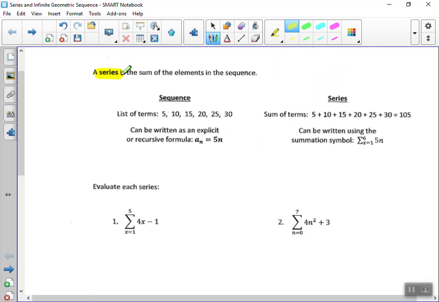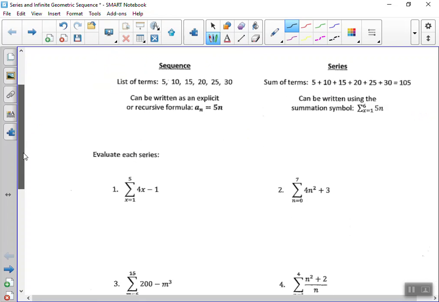All right, the word series just means summation, adding numbers up. Okay? So here's a sequence. You have 5, 10, 15, 20, 25, 30. And a series means taking the 5, adding it to 10, and the 15, 20, 25, 30, and you get a number, 105. Okay? So that's all it is.